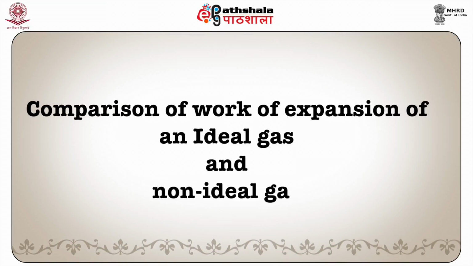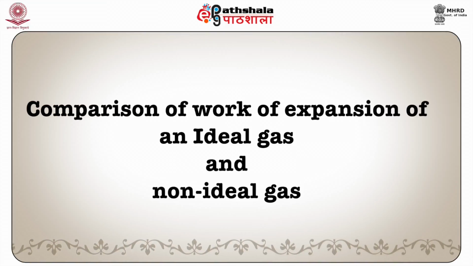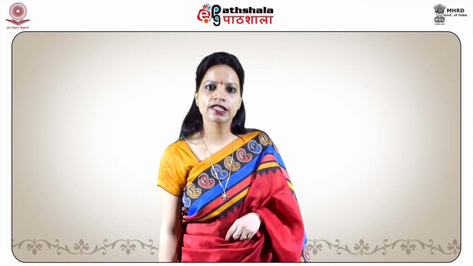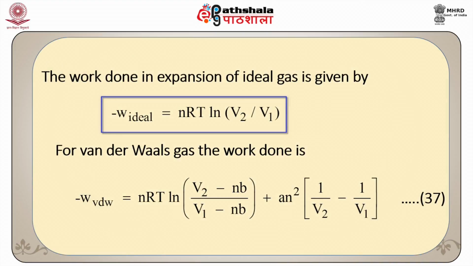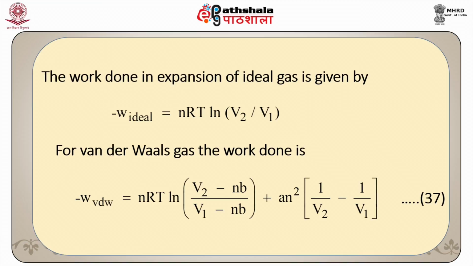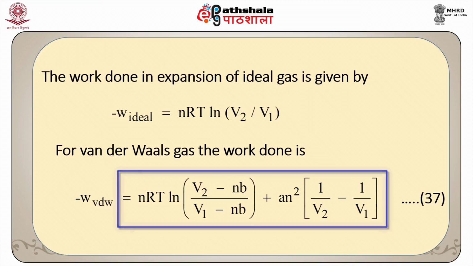Comparison of work done of expansion of an ideal gas and non-ideal gas. Work done in expansion of ideal gas, as we have already seen, is given by minus W ideal equal to nRT ln V2 by V1. And that for van der Waals gas is equal to nRT ln (V2 minus nb) upon (V1 minus nb) plus an square into (1 by V2 minus 1 by V1).